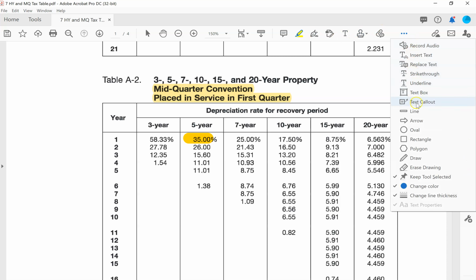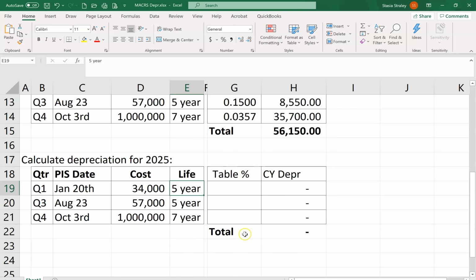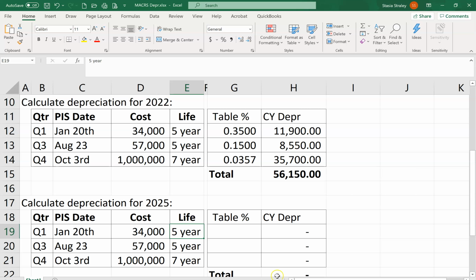Let's see if we can really quickly erase this highlight. There we go. Okay, so we're mid-quarter, first quarter, and now, so the assets were placed in service in 2022. That's year 1. Then we have 2023, 2024, 2025. So we're in year 4 of depreciation. That is not really intuitive for a lot of people, that the difference between 2025 and 2022 would be the 4th year of depreciation, but it is.